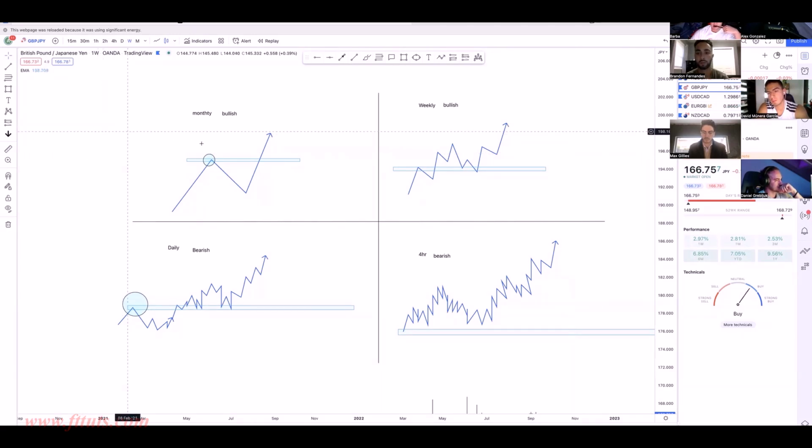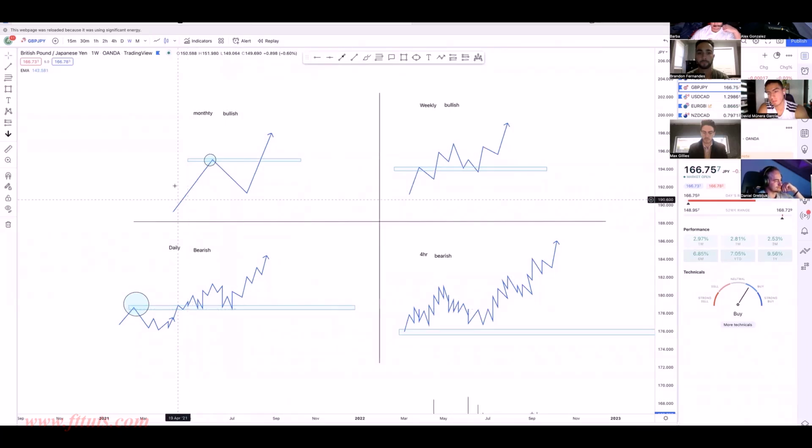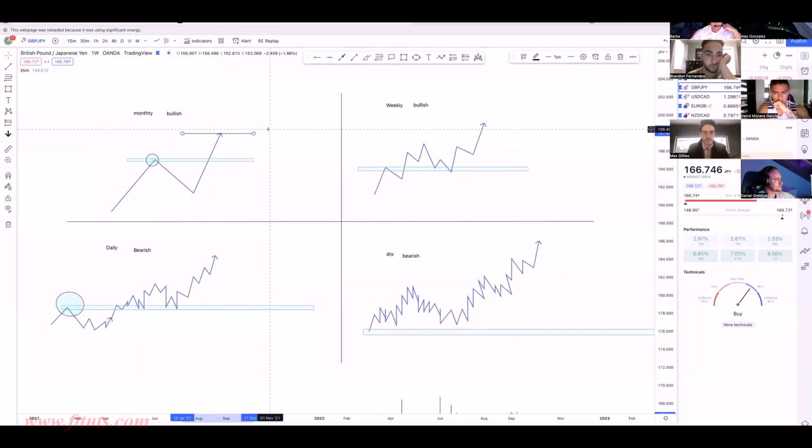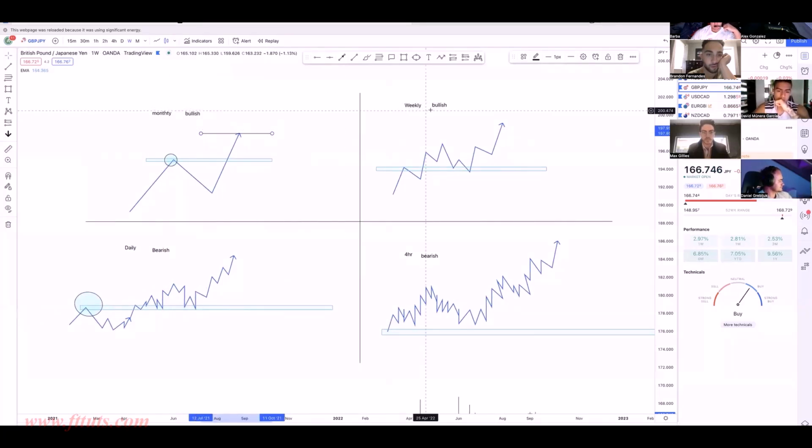Okay, so this class is going to be very interesting because we now understand how to do market structure. Let's just start off with that first, with a little refresher. Obviously, this is the monthly time frame, this is the weekly time frame, this is the daily, and this is the 4 hour.